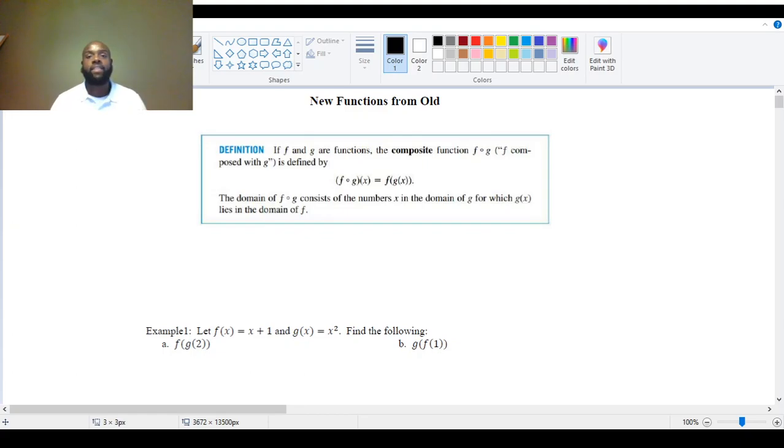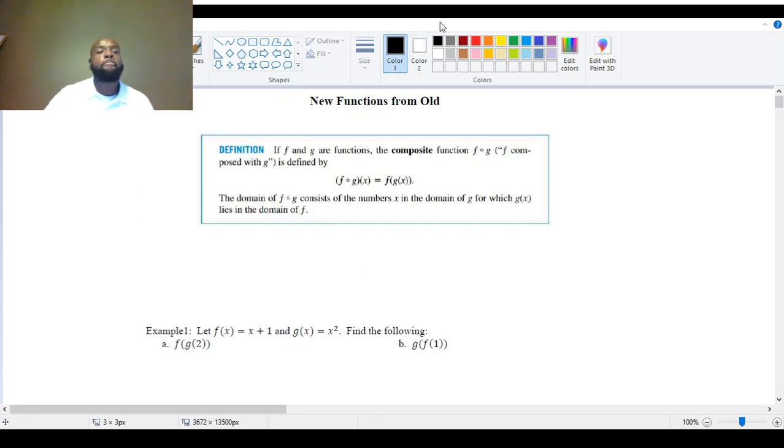One way to combine these functions is to look at composite functions, right? This says if f and g are functions, the composite function, f with a little circle almost like a multiplication symbol in the middle, and then g, is the notation for f composed with g. It is defined by f composed with g of x is f of g of x.